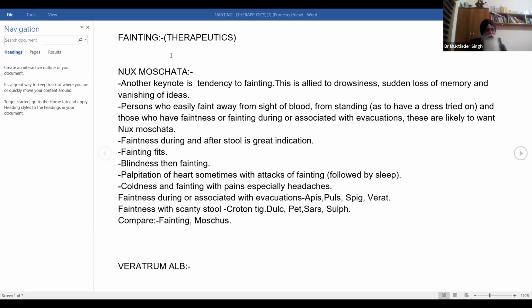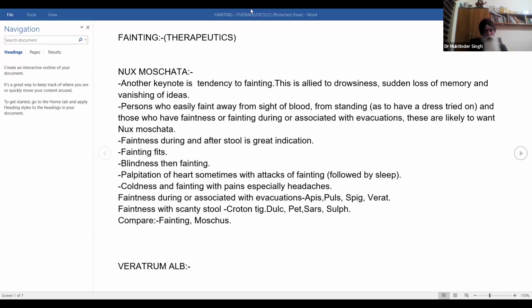is a great indication. Fainting fits, blindness when fainting, palpitation of heart, sometimes with attack of fainting, coldness and fainting with pains, especially headaches, faintness during or associated with evacuations: Apis, Pulsatilla, Spigelia, Veratrum; fainting with scanty stool: Protonic, Tabacum, Petroleum. So I don't have the time to differentiate these remedies, and here we compare it with Moschus.